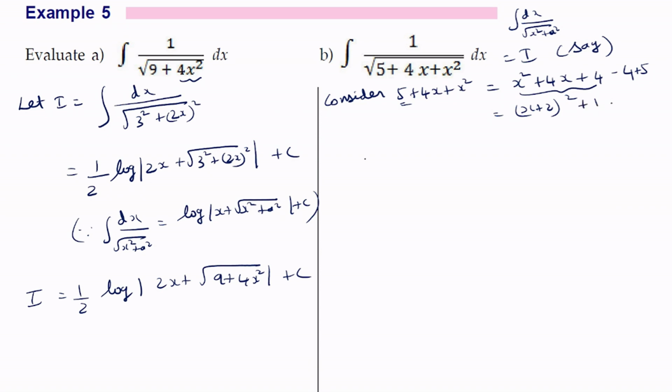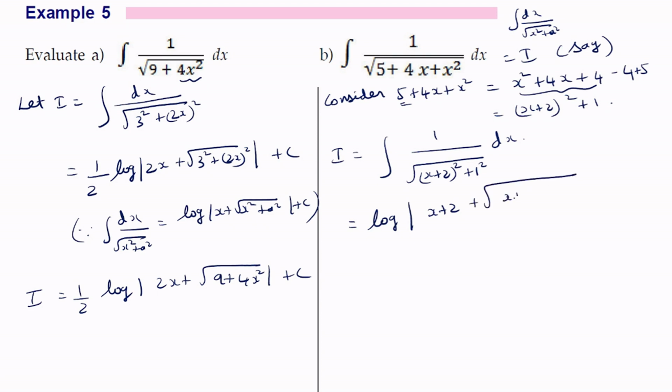1 plus 1. So the given integral becomes integral 1 by root of x plus 2 the whole square plus 1, we can write it as 1 square dx. So again it is of the form integral dx by root of x square plus a square, where x is x plus 2 and a is 1. So this is equal to log mod x plus 2 plus root of x plus 2 the whole square plus 1 square plus c. Again it is using the same result.